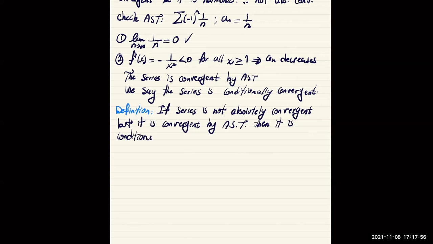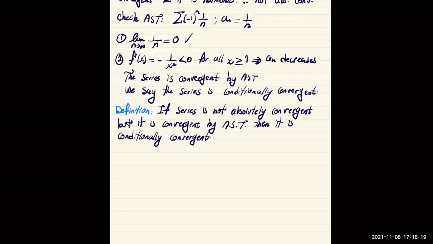So, Professor, just quickly, is it strategic to check for absolute convergence first and then see if it converges or not, or is it just a matter of us checking for AST first or not? Yeah, good point. Very good. Let's talk about that.